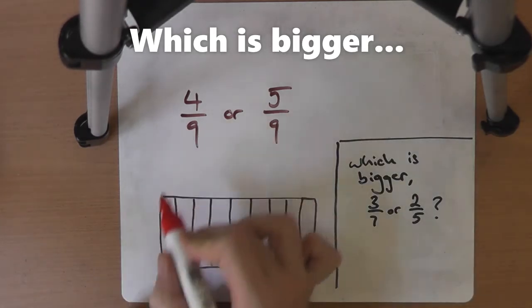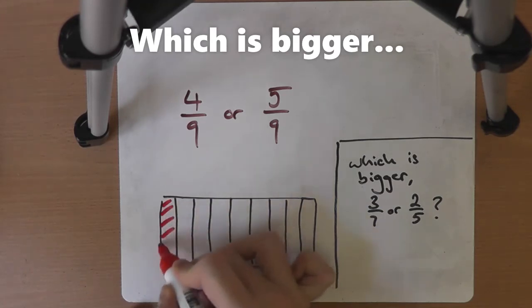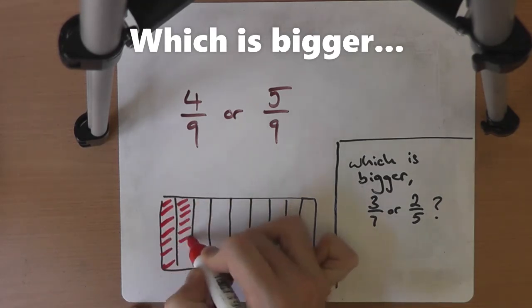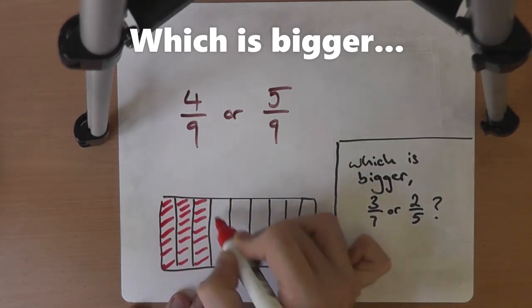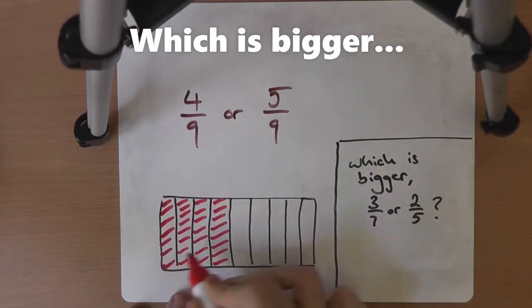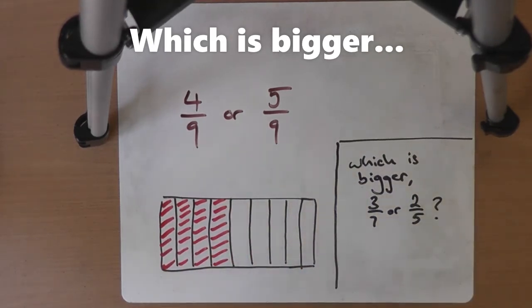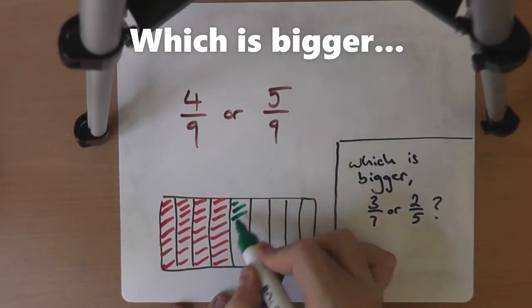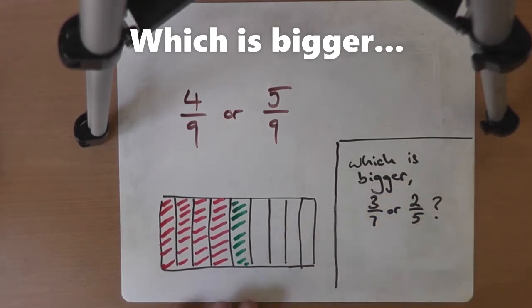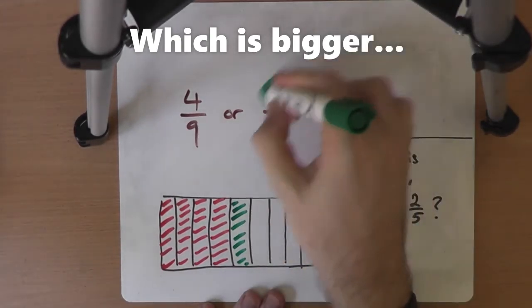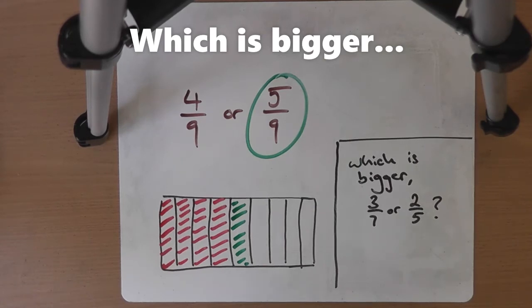In this first one, for example, 4/9, we are dealing with 4 out of 9. So there is 1, 2, 3, 4. Out of 1, 2, 3, 4, 5, 6, 7, 8, 9. 4 out of 9. To have 5 out of 9, I'd have to shade an extra piece. I'd have to have an extra 5th piece here. So clearly, 5 out of 9 is bigger than 4 out of 9. 5/9 is bigger than 4/9, because we've got that common point of comparison.